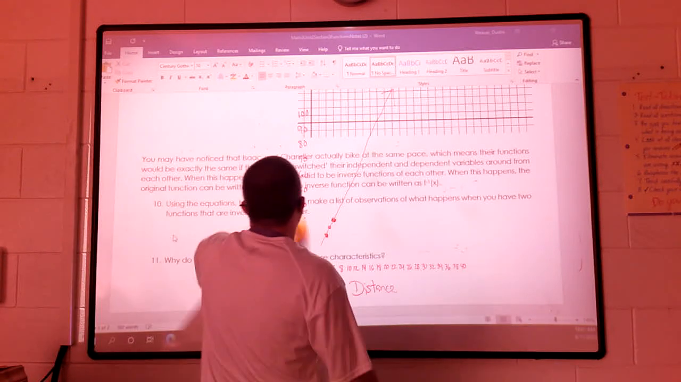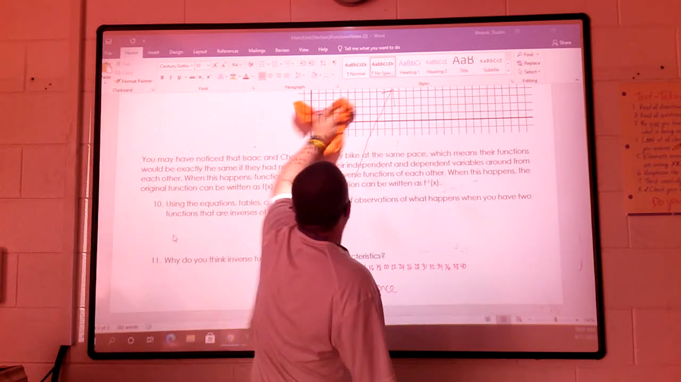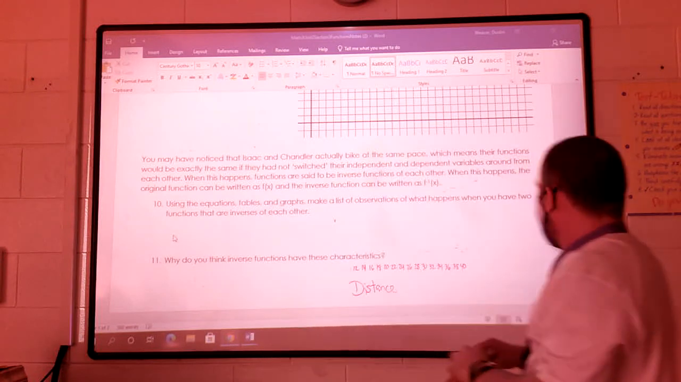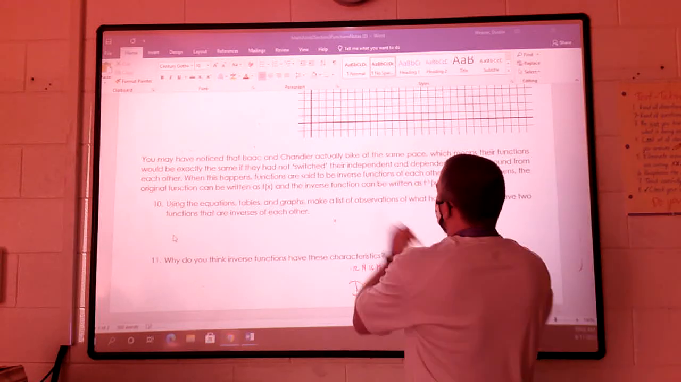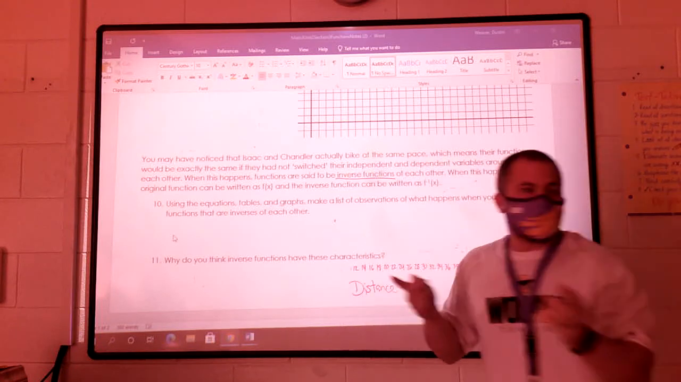Okay? So, this says, you may have noticed that Isaac and Chandler actually bike at the same pace. They really do, right? Which means that their functions would be exactly the same if we hadn't just switched the x and y. All we did was switch the distance and time on the two graphs, so the independent and dependent variables, the x and y. When this happens, functions are inverse functions of each other. That means they're the opposite of each other.